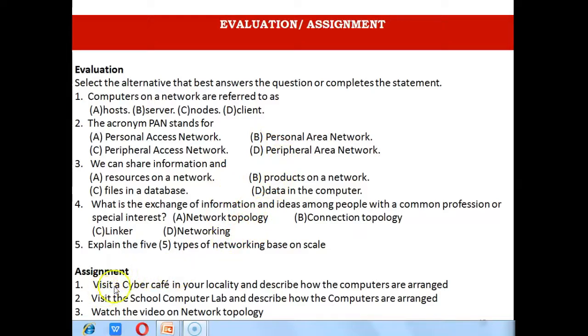For your assignments, visit a cyber cafe in your locality and describe how the computers are arranged. Also, you can visit the school computer lab and describe how the computers are arranged. Also, I'm encouraging you to watch videos on network topology. So this will form the basis of our discussion in our next class.